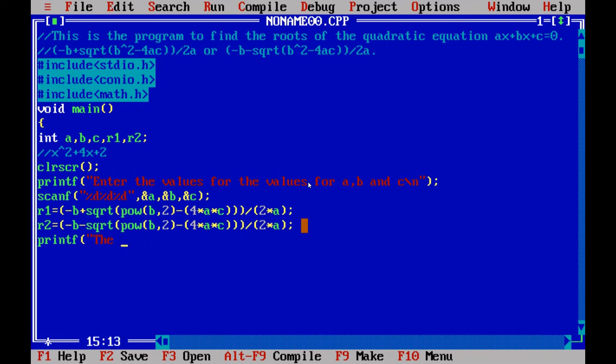Here you can type, the roots of the equation are percentage d and percentage d. Here you can print the values of R1 and R2. Then getch. Close this one.